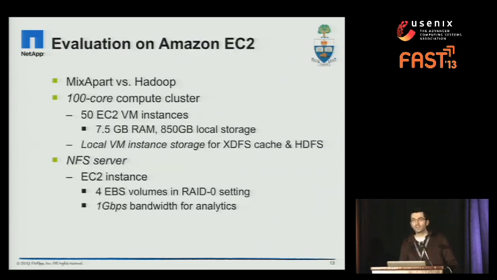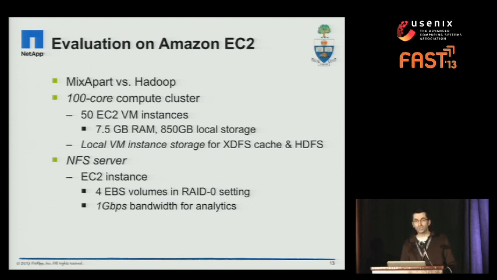So we did our evaluation of MixApart on Amazon's Elastic Compute Cloud at scale. We evaluated MixApart against various flavors of Hadoop, which I'm going to talk about in a couple of slides. The test bed was a 100-core compute cluster. So we deployed 50 EC2 virtual machine instances. Each virtual machine instance has 2 cores, about 8 gigs of RAM, and about 1 terabyte of local disk space. So that's a large cache that you can build from these 50 virtual machines.